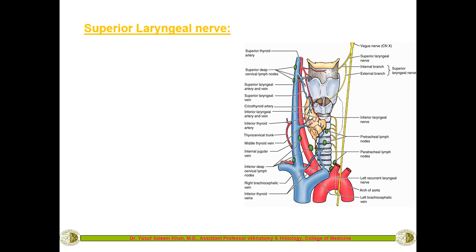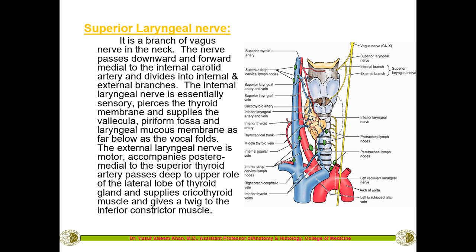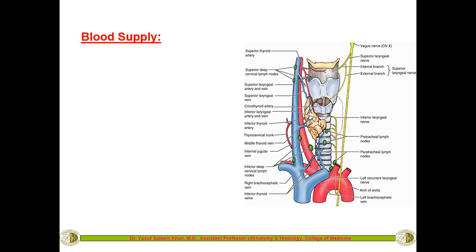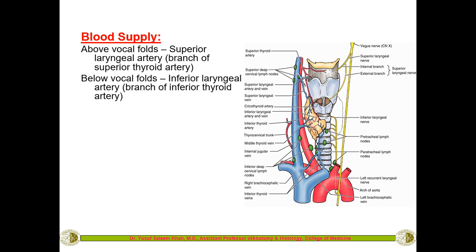Now, we will not go into detail about the superior laryngeal nerve. We'll go to the blood supply. Again, just like the nerve supply, even the blood supply, even the venous drainage, even the lymphatic drainage is divided into below the vocal folds as well as above the vocal folds. Above the vocal fold, it is supplied by an artery which is called the superior thyroid artery.